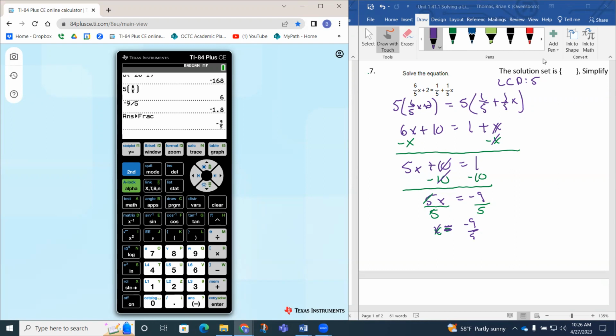So my solution set actually is going to be this -9/5. We just put that answer inside the braces. We don't put x equals there, just the solution, the -9/5. So it's just wanting the number there.